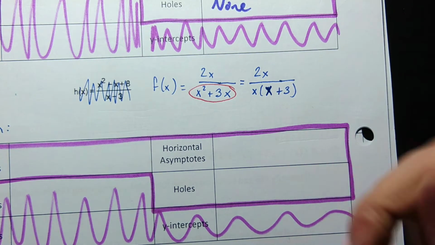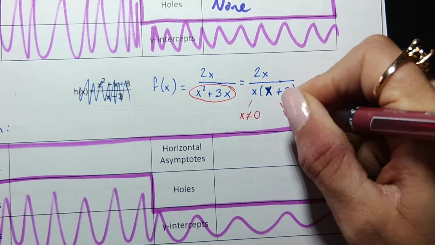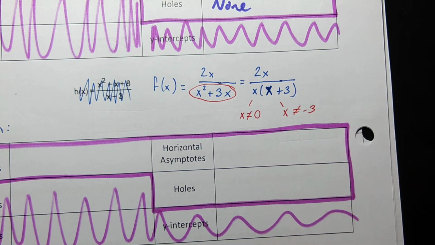So what are my 2 restrictions of what x can't be? X 0, -3. Perfect. X can't be 0. X can't be -3. So what's my domain? All real numbers except for those 2 restrictions.